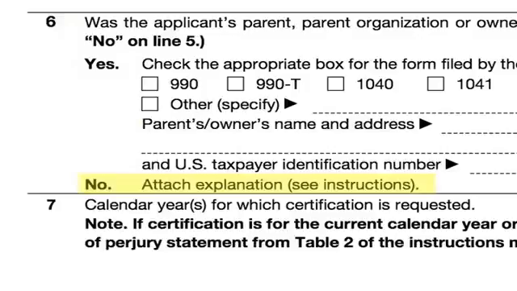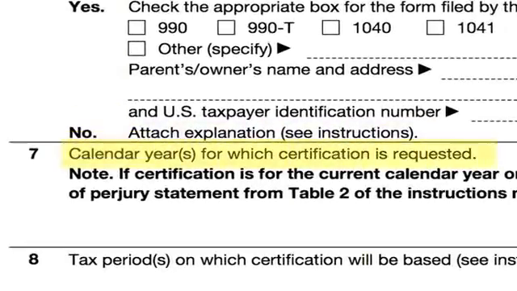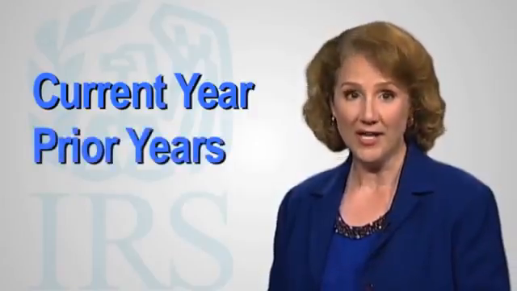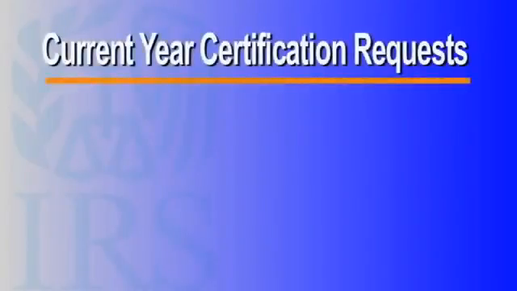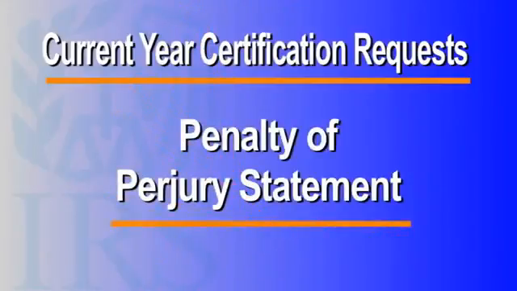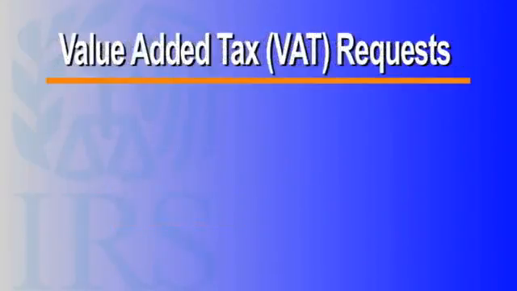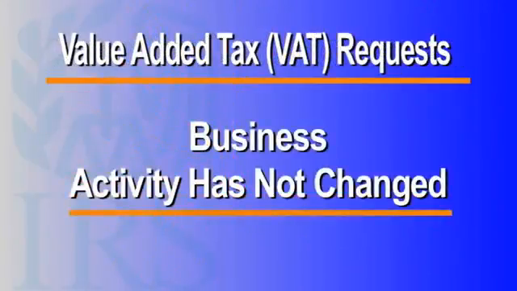On line 7, enter the 4-digit calendar year or years for which you are requesting certification. The certification period is generally 1 year. You can request certification for both the current year and any number of prior years. Current year certification requests must be accompanied by a penalty of perjury statement. Current year means a year for which a return is not yet due or when the return is on an extension. Note, for value-added tax or VAT requests, a statement that the business activity has not changed is also required.